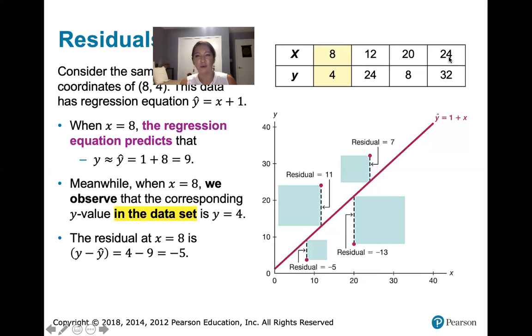You might say, okay, well, what should y be according to our regression equation? What does our regression equation predict y to be when x is equal to 24? Well, the regression equation predicts that y is equal to 24 plus 1, or 25. The difference between that 32, the actual y value, and that predicted y value of 25 is 32 minus 25, which is the length of this little line segment. And that length is 32 minus 25, which is 7. That's the definition of the residual.